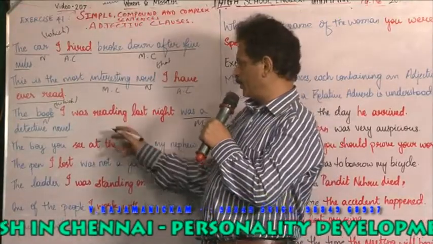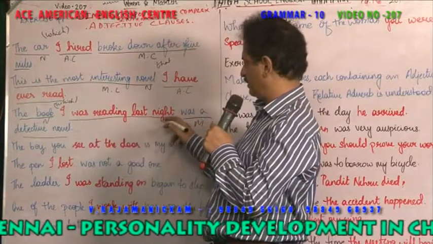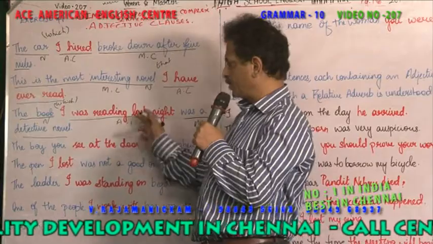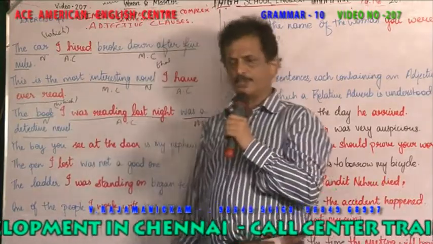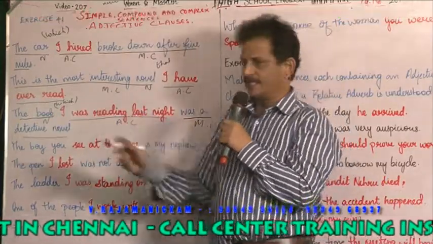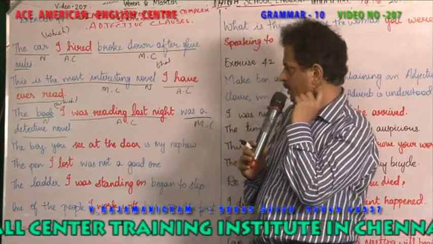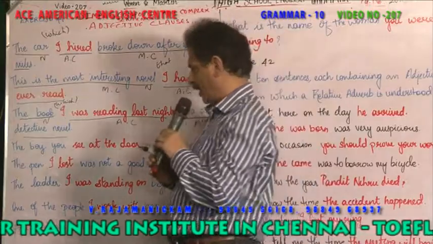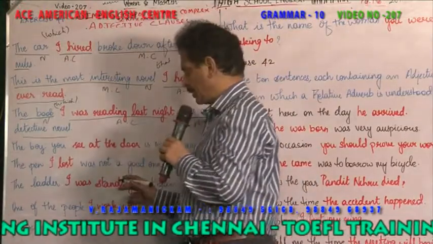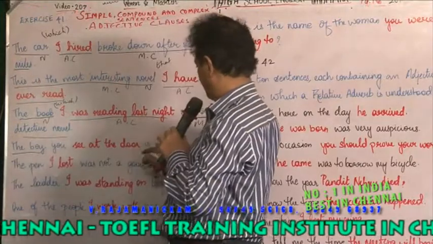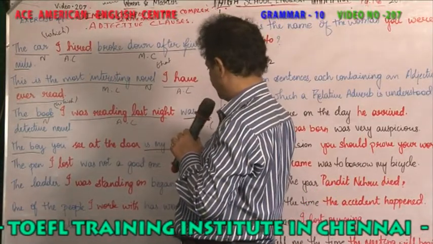The book which I was reading last night. So, the book which I was reading last night, this is an adjective clause. It qualifies the noun book. So, this depends upon this particular sentence to give a meaning. The book which I was reading last night was a detective novel. The boy you see at the door is my nephew. The boy is my nephew. This is the main clause.